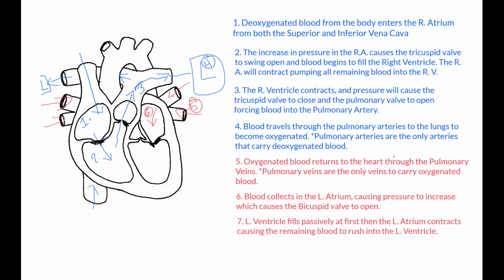So once the bicuspid valve swings open, blood is going to make its way into the left ventricle. And at first it's just going to kind of do this on its own, but eventually the left atrium is going to contract, and it's going to force any leftover blood from the atrium into the ventricle. And that is step number 7.